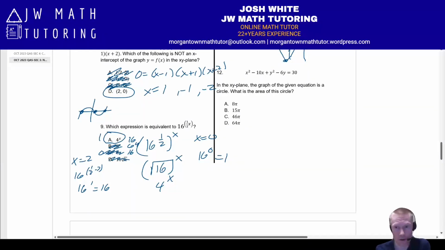In question number 12, you're given the equation of a circle, and they want to know what the area of it is. So first we have to put this circle in standard form, then we can get its radius, and then we can get its area. So to put it in standard form, you just have to complete the square.